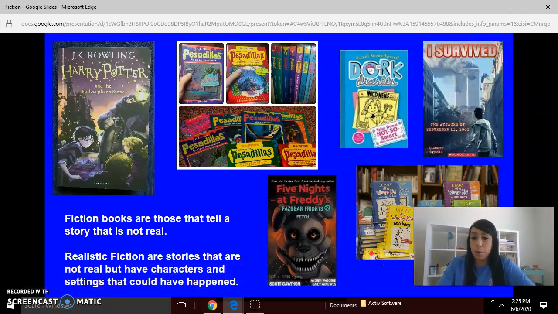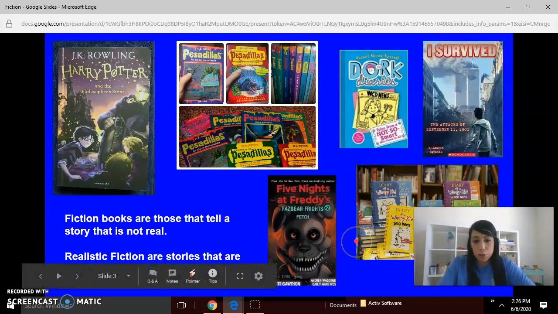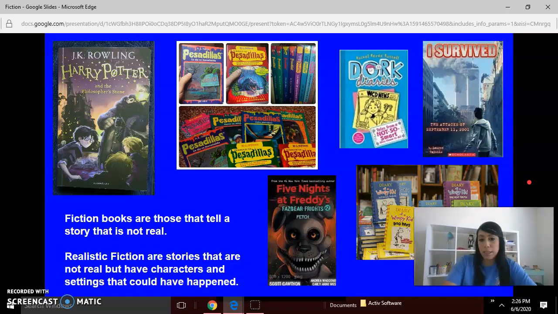Even though the Diary of a Wimpy Kid is not an actual person in real life, it's not an actual story, it didn't actually happen in a real city, it's something that could be real. Those characters could be real. The setting is in a school, which is a real place. So that's the difference between realistic fiction and just regular fiction books.